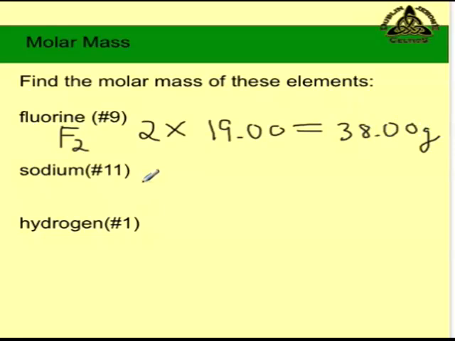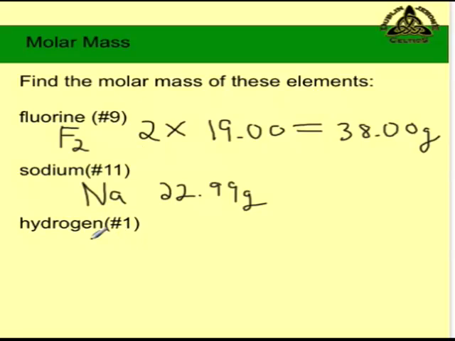Sodium, number 11 in the periodic table, is on the far left-hand side. Sodium is not diatomic. Sodium is just Na. So the molar mass of sodium is 22.99 grams. If I have 22.99 grams of sodium, I have 1 mole of sodium, and there would be 6.023 times 10 to the 23rd atoms of sodium in 22.99 grams.